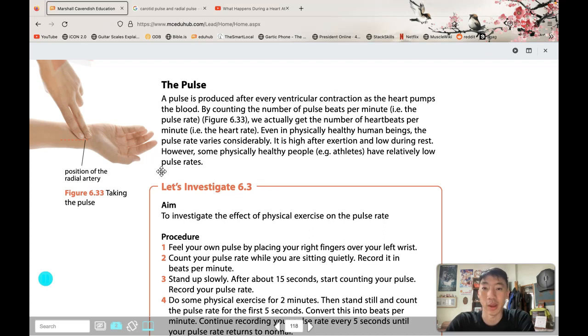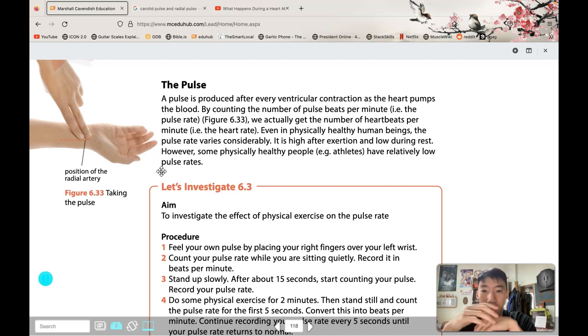A pulse is produced after every ventricular contraction as the heart pumps the blood. This means that both your ventricles, the left and the right ventricle, when they contract together, that produces a high blood pressure. It pushes the blood towards the arteries, and that is the pulse that we feel in the arteries. Okay, so we can count the number of pulse beats per minute, and then we'll get the number of heartbeats per minute.